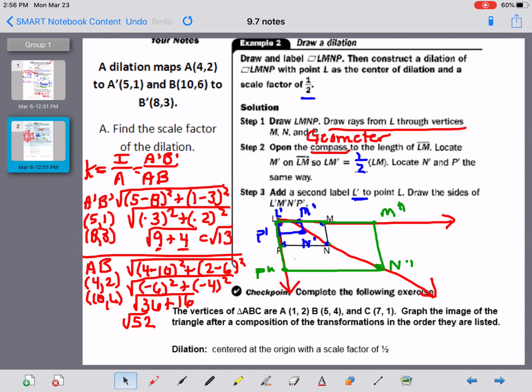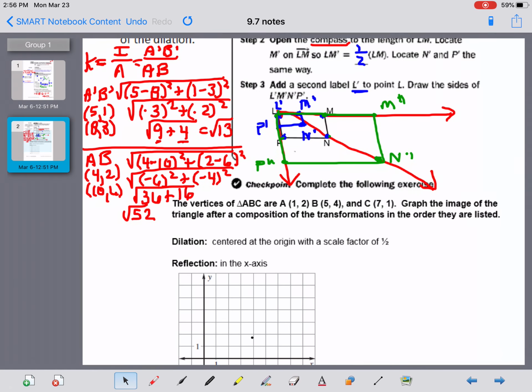Now I'm going to work on my scale factor. So for my scale factor, don't forget I'm doing image over actual, which is the same thing as A prime B prime over AB. Please do not mix A and A prime and B prime because those don't go together. The primes have to stay together and the non-primes stay together. So my value for A prime B prime is the square root of 13. My value for AB is the square root of 52. Now when I look at that initially, it's not a very pretty scale factor. So let me tell you how we simplify this.